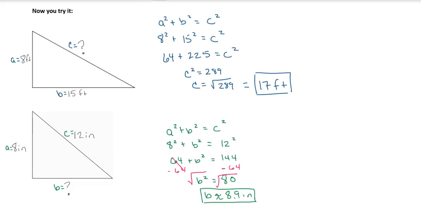Okay, so hopefully you tried these because you don't learn from watching math, you learn from doing it. So the first one, you should get 17 feet for the hypotenuse, and for the last one, you should get 8.9 inches. So remember to double check when you get an answer, your hypotenuse should always be longer than the 2 legs.